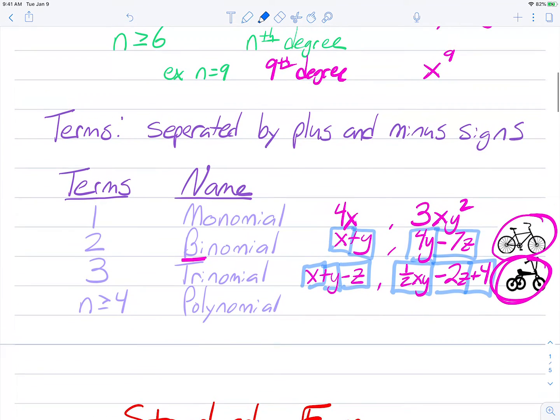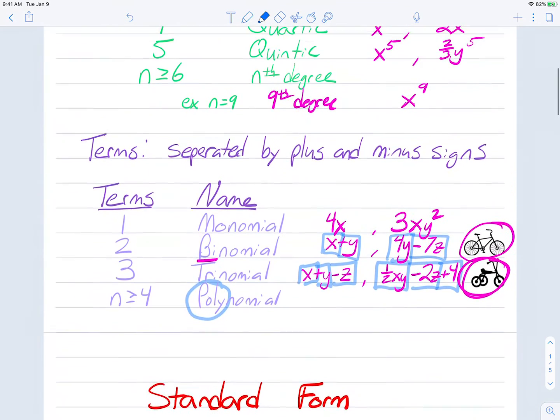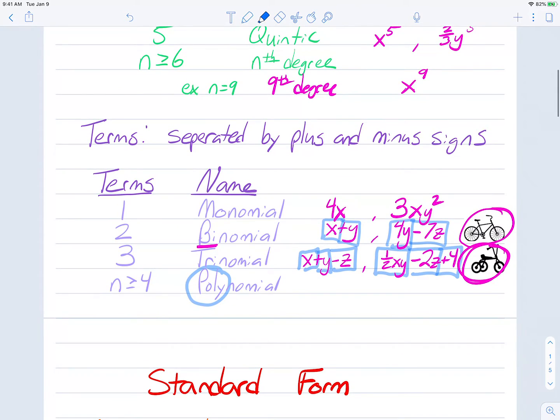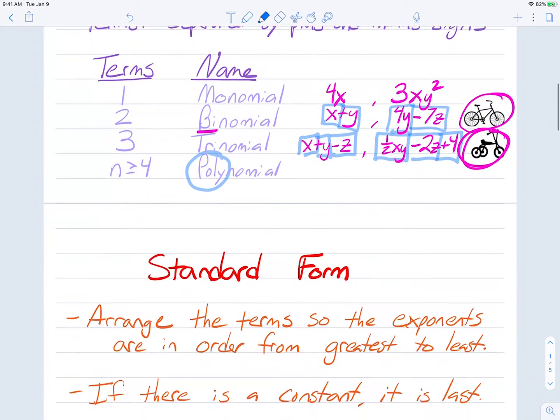Now, after 4 terms, we just call it a polynomial. Poly means many, so it's many terms. Anything with 5 terms, it's just a polynomial. It has 10 terms, it's just a polynomial, okay? Now, there's a specific way that you write any sort of polynomial, and it's called standard form.